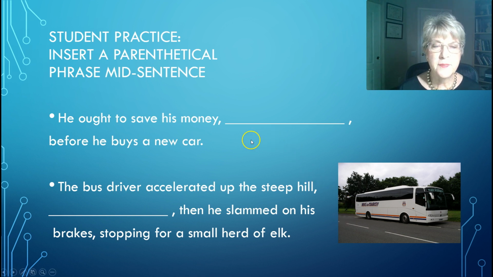Okay, so did you think of something? Let me share with you what I thought of. He ought to save his money, it seems to me, before he buys a new car. See, it can be something very simple. The bus driver accelerated up the steep hill, traveling way over the speed limit. Then he slammed on his brakes, stopping for a small herd of elk. So we got a little bit more information from each of these parenthetical phrases. So again, this is a great way to insert information into the sentence, and at the same time you're being concise and you're avoiding wordiness. Wonderful strategy.